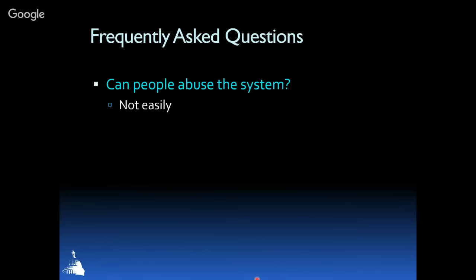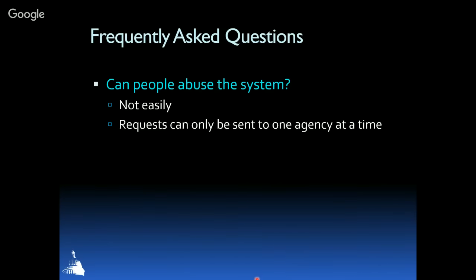The answer, not easily. People have to submit a request to each agency one at a time. They can't just go sending a bulk request to all the cities or all the counties. In the first month that we were open, we did have one person who submitted a request to every state department, and that is the only such submission that we've had. And then, of course, each department denied the requester because it was for information that was already available online.